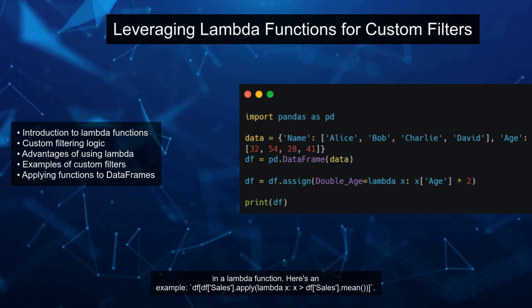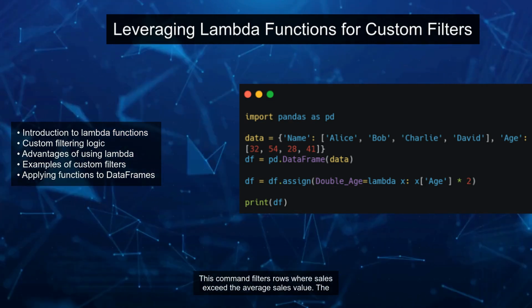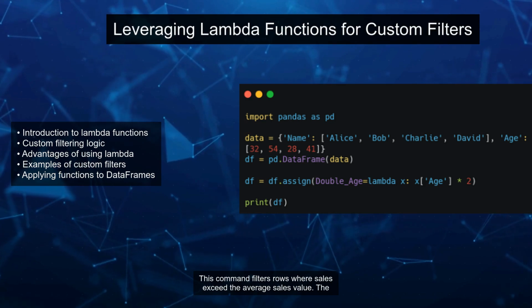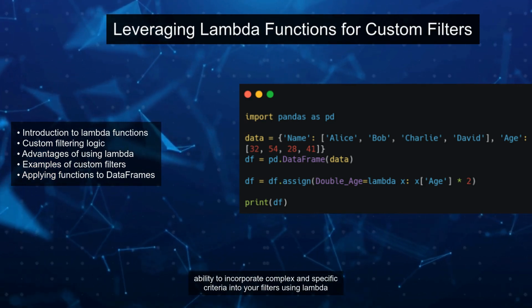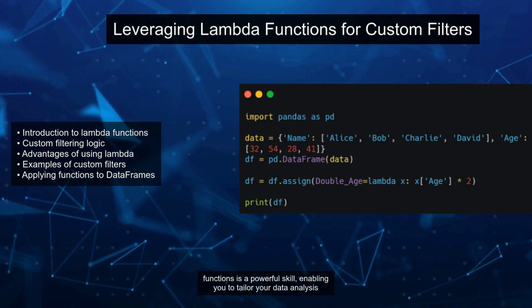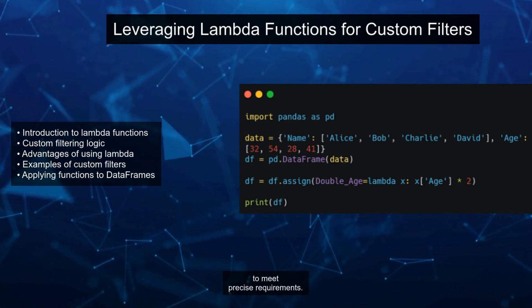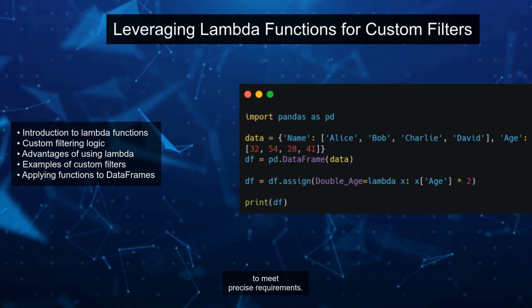Here's an example: df['sales'].apply(lambda x: x > df['sales'].mean()). This command filters rows where sales exceed the average sales value. The ability to incorporate complex and specific criteria into your filters using Lambda functions is a powerful skill, enabling you to tailor your data analysis to meet precise requirements.